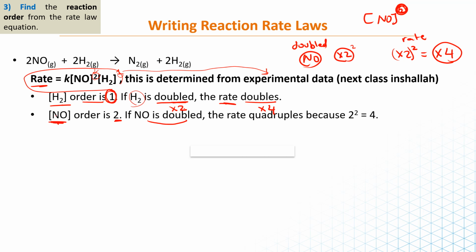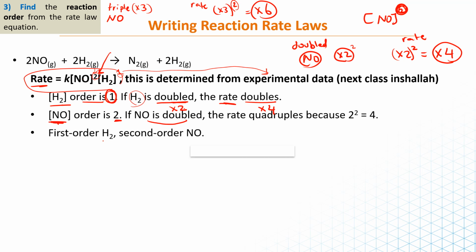Again, the order of the concentration of NO is 2. So if we doubled NO, the rate will be multiplied by 4. Why? Because doubled means multiplied by 2, so to know what happens to the rate we put the power 2, because in the equation NO has the power 2. So that's what happens. Another example, if we triple NO, triple means multiplied by 3, so the rate is going to be times 3 squared. Where did we get the power 2? From the equation here. So the rate is multiplied by 9. If we increase the concentration of NO three times, the rate increases nine times. Okay? So it's first order for H2 and second order for NO.